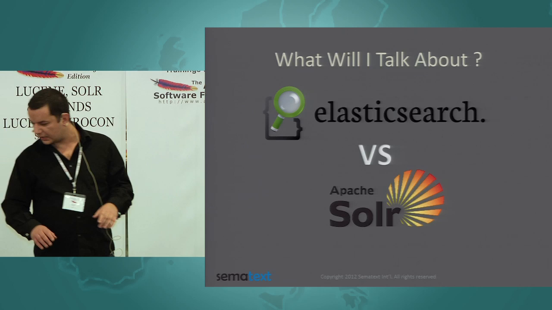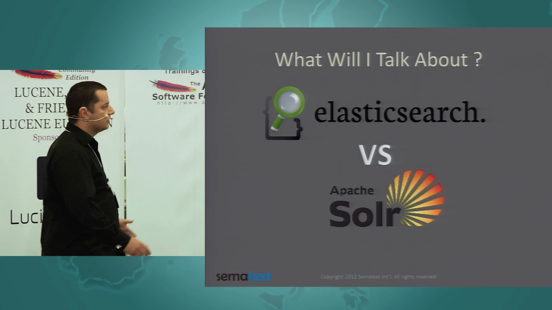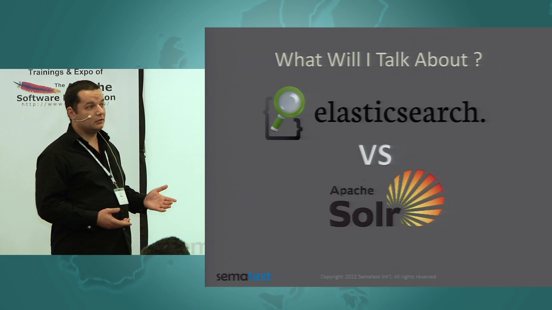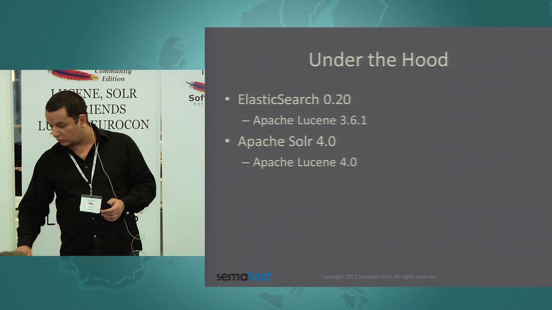Today's talk will be concerned with ElasticSearch versus Apache Solr. What can we expect from one, what can we expect from the second one, or vice versa, and which one is the better one. Hopefully we'll get the answer, or maybe not, we'll see. So basically, what do we have under the hood of those two?